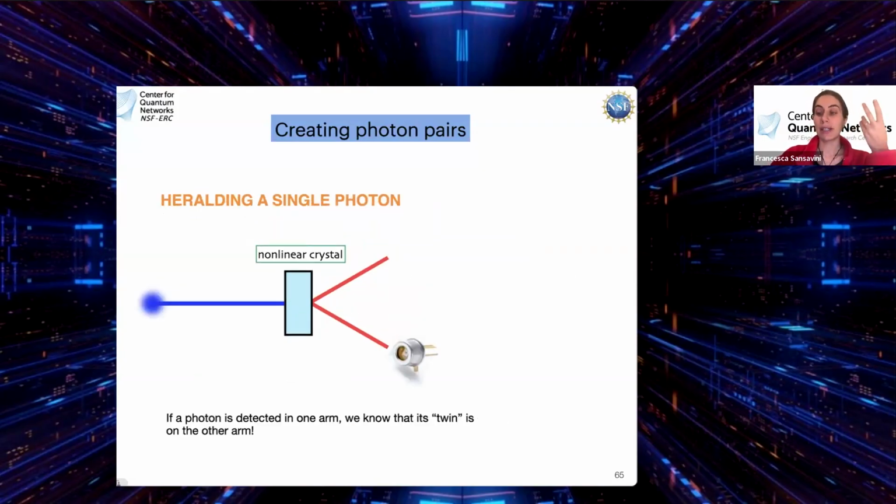We do what is called heralding. So what we do when we pump with our blue photon, we place a detector in one arm and we wait for a click of the detector. So we wait for the detector to tell us that a photon is present. So if one photon is detected in one arm, we know that the twin is in the other arm. And this is referred to as heralding of a single photon.